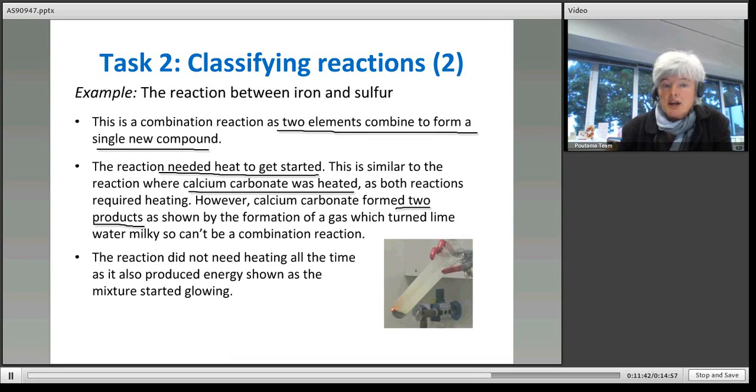And we know we had two products because we know the gas turned lime water milky. So we knew there was a particular one. And the difference between this one and a decomposition is we didn't have to heat it all the way. I did also sort of state, and if you really wanted to show how impressive you are, that gas that's coming off is actually just the sulfur that's boiling off, really, because you heated the reaction.